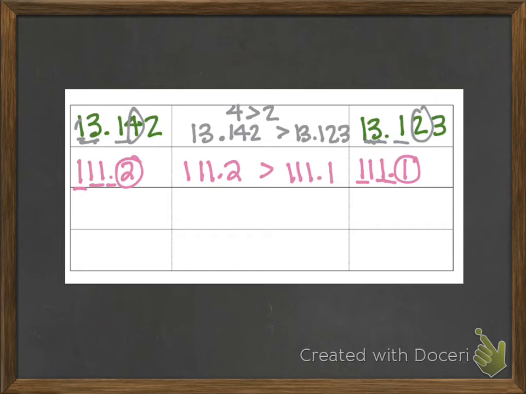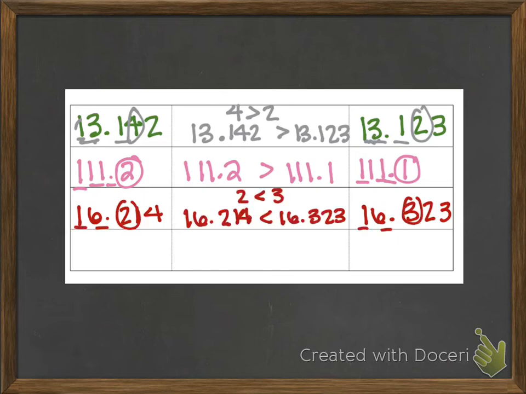I'm going to give you a number to work out on your own. That's going to be 16.214 and 16.323. You're going to go ahead and solve this on your own. So press pause now to work it out, then press play when you are finished.